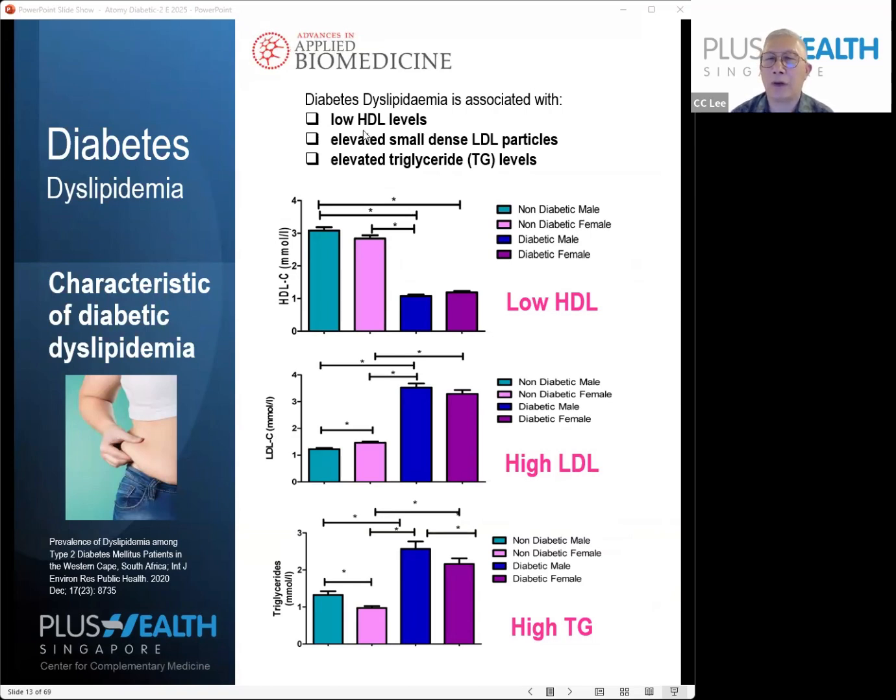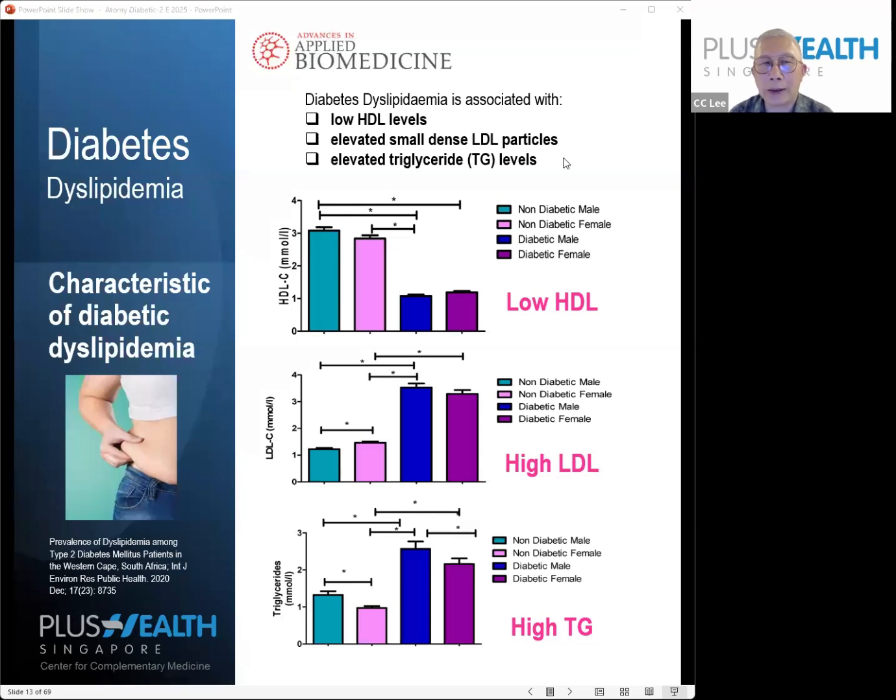Okay, so let's look at the characteristic of diabetic lipid disorder. Basically, lipid disorder can fall into three sub-classes. If you have low good cholesterol, the HDL, which is actually the good cholesterol, you need to have high good cholesterol. If you are low, then you are also considered as suffering from lipid disorder. And you are also suffering from lipid disorder if you have high bad cholesterol, which is the LDL, we all know. Then another class of lipid disorder is on the triglyceride level. If you suffer from high triglyceride level, you are also considered as suffering from lipid disorder.